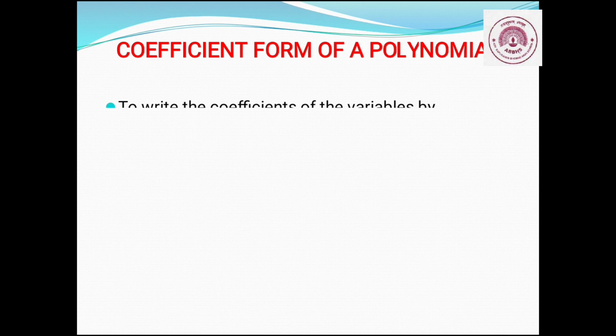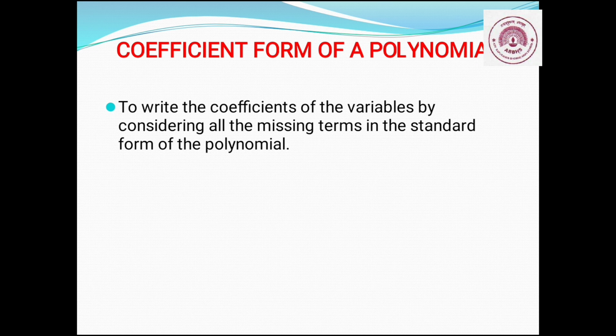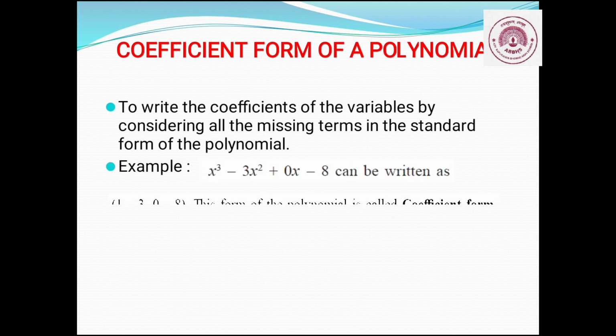Coefficient form of a polynomial. To write the coefficients of the variables by considering all the missing terms in the standard form of the polynomial. For example, x cube minus 3x square plus 0x minus 8 can be written as bracket 1 comma negative 3 comma 0 comma negative 8 bracket close. This form of the polynomial is called coefficient form.